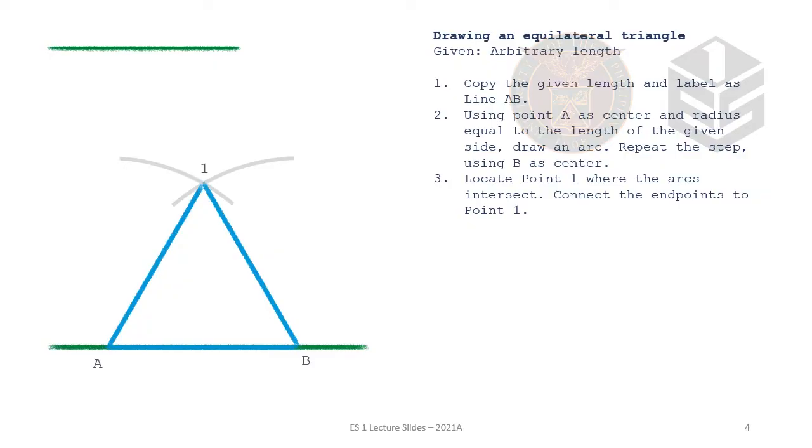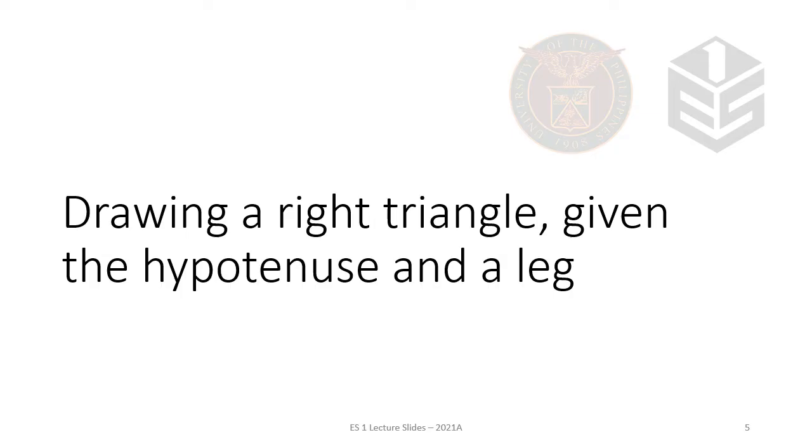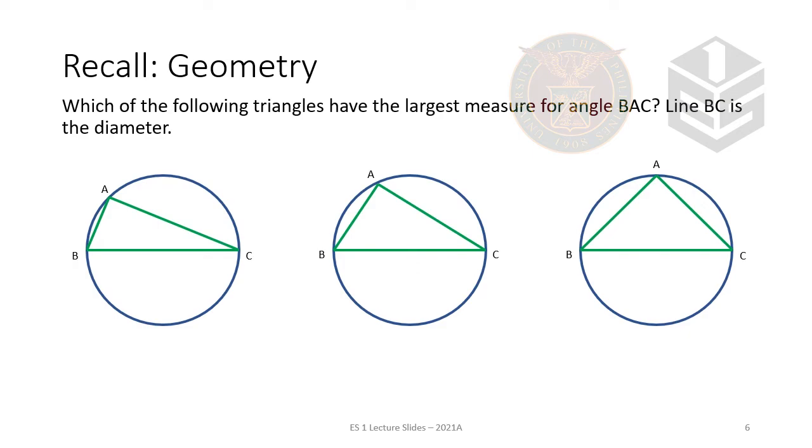Okay, but how are we going to draw a right triangle with some restrictions on the measure of one angle? So that's the next technique that we are going to discuss. Drawing a right triangle given the hypotenuse and a leg. So before we begin with the drawing, let us recall some concepts from geometry.